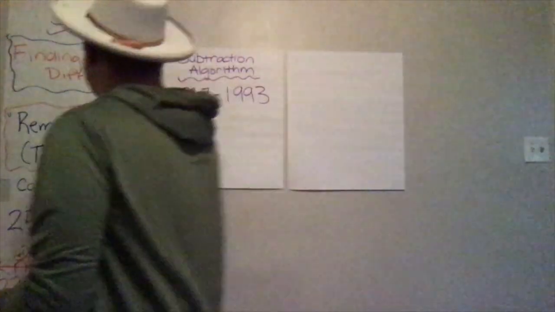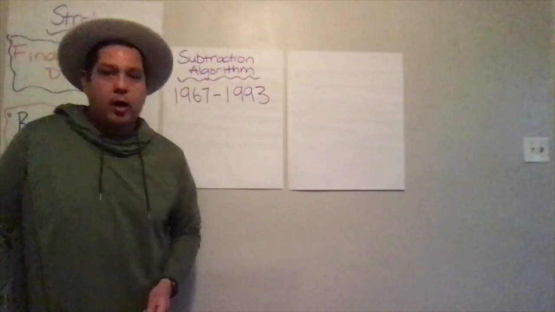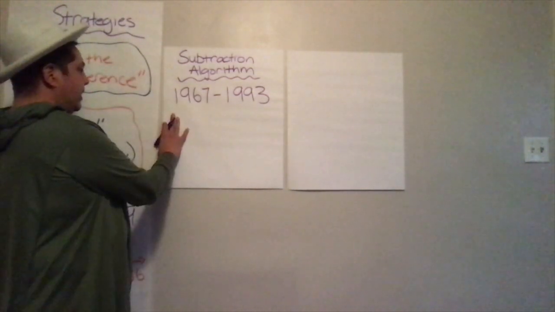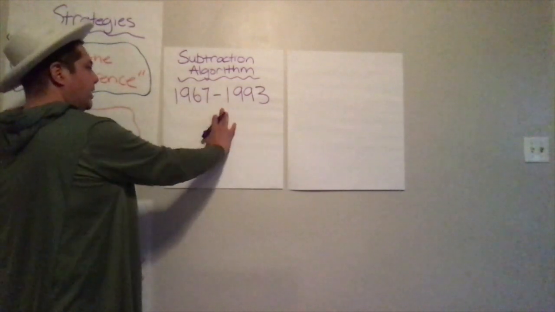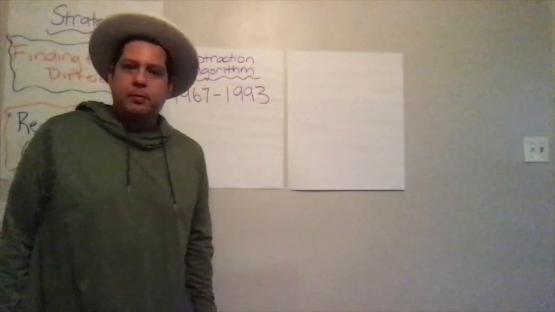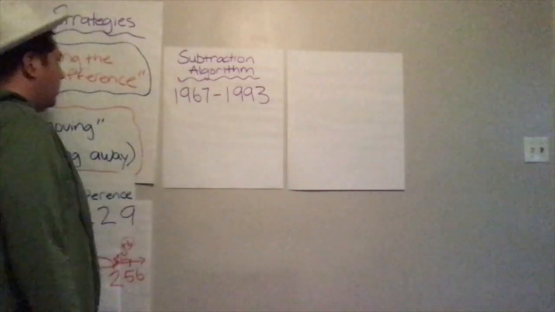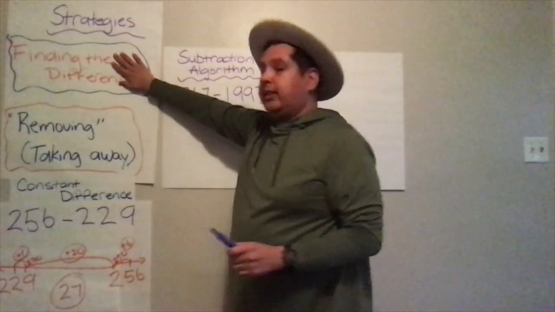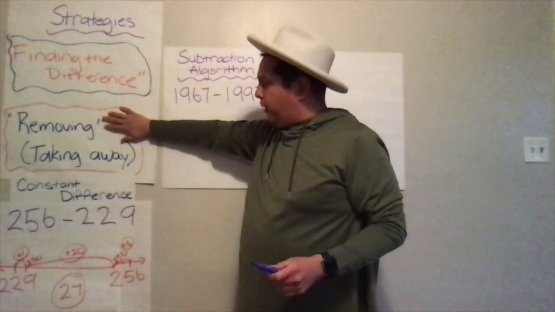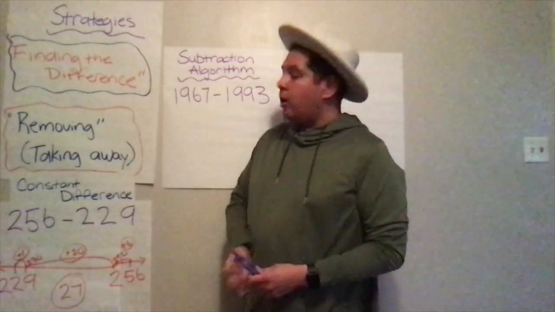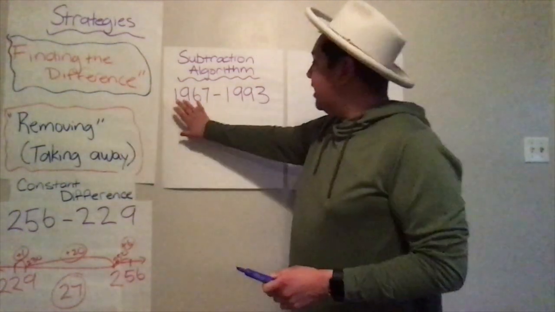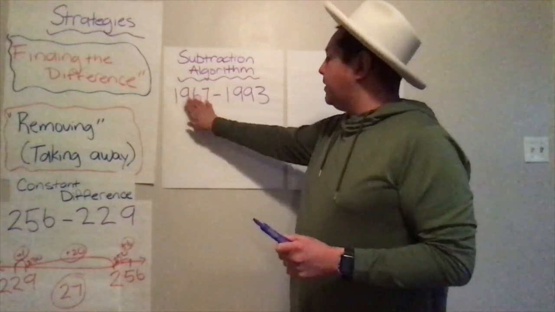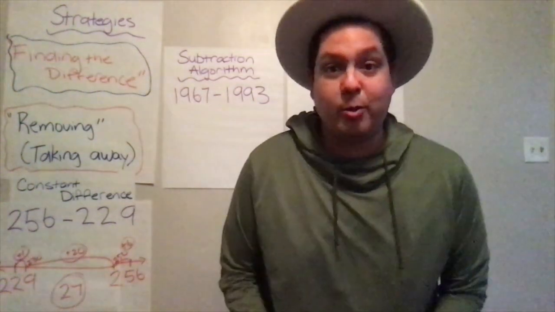So here is our equation that we're going to use to solve our problem today. We know that Clayton's mom was born in 1967 and that Clayton was born in 1993. We're trying to figure out how old Clayton's mom was when Clayton was born. Now we have a couple strategies that we can use. Right over here we have our finding the difference strategy and our removing or taking away strategy. We're not talking about constant difference because we don't have an equation to match this up with yet. So in 1967 to 1993, we have to find the difference between those numbers.